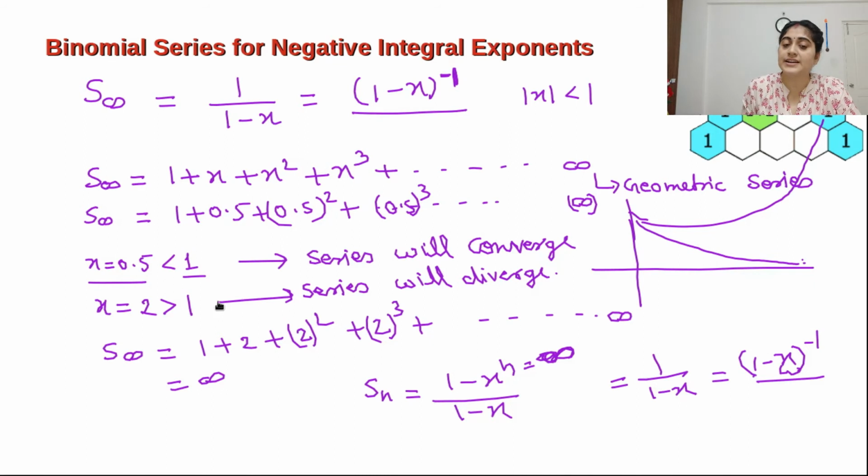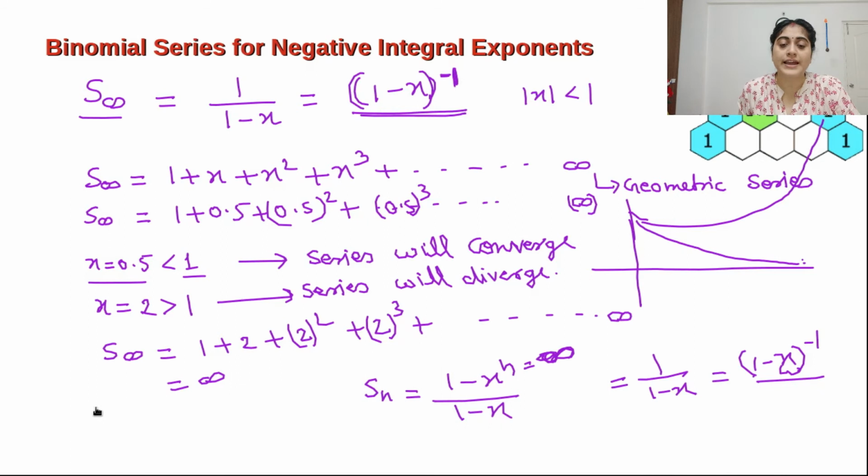Because if x is greater than 1, then the series will diverge and we will not get any result. So that's why x should be less than 1. Okay, now we will make this formula. I have solved this for s infinity, which is (1 minus x) to the power of minus 1. So this type of term is required.